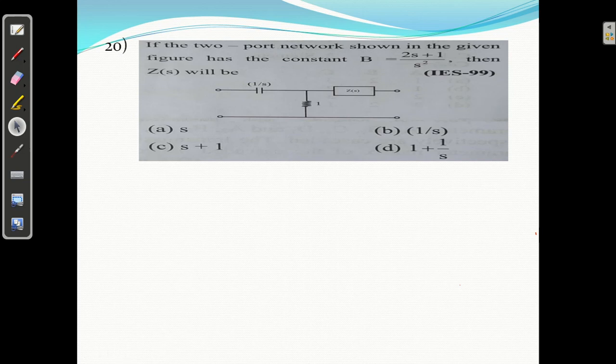Now question number 20. If the two port network shown in figure has constant B equal to this, then ZS will be. Z11 is what? Z11 equal to this plus this, 1 upon S plus 1, S plus 1 upon S. Z12 equal to Z21 equal to 1. And Z22 equal to ZS plus 1.